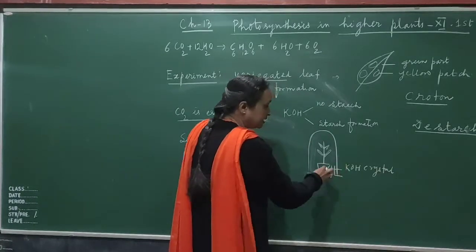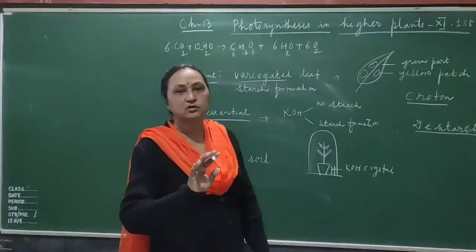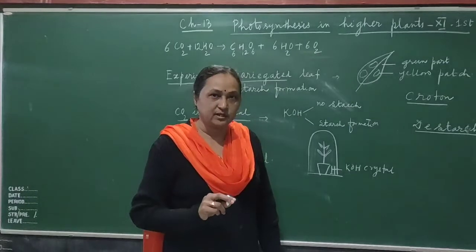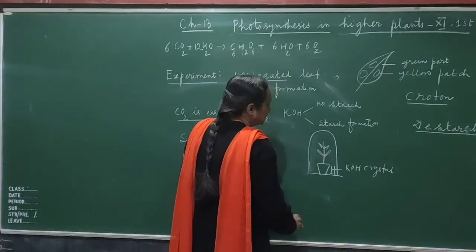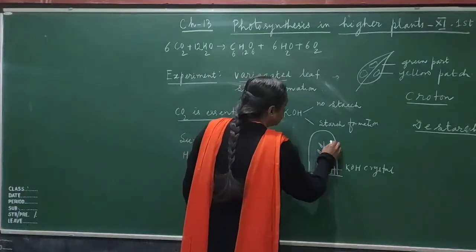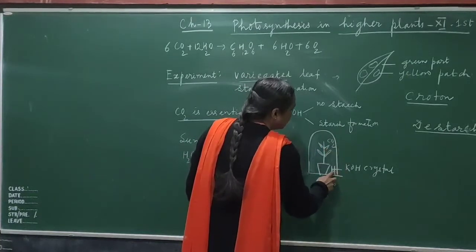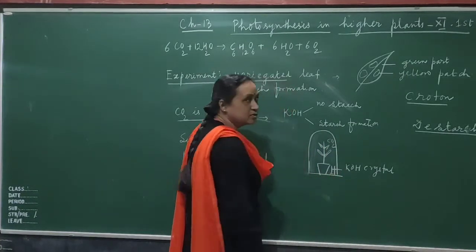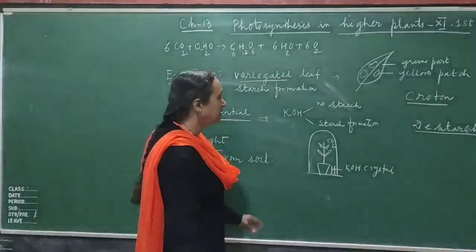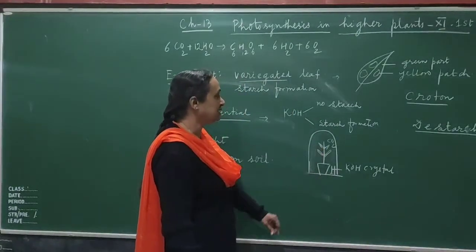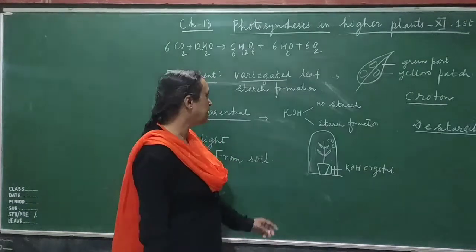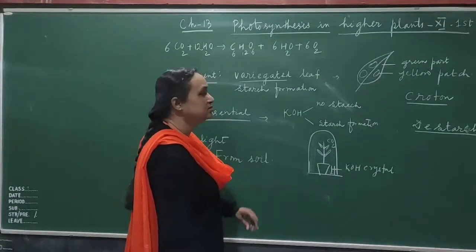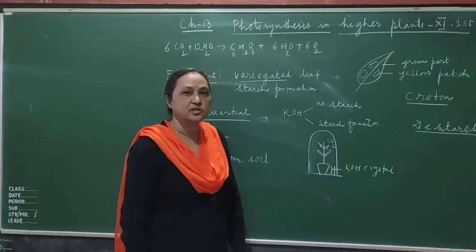Because the air has a limited amount of oxygen and carbon dioxide. So when we cover the potted plant, the carbon dioxide which is there can be absorbed by the KOH solution. And then when we do the starch test, there will be no change of color. So it proves that carbon dioxide is also essential for the preparation of food.